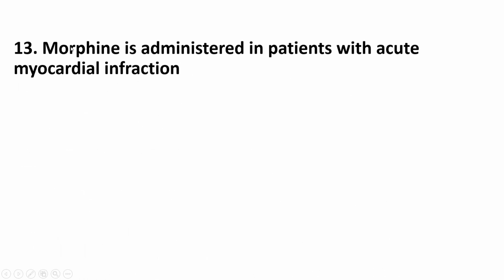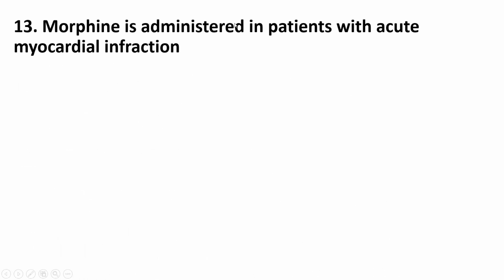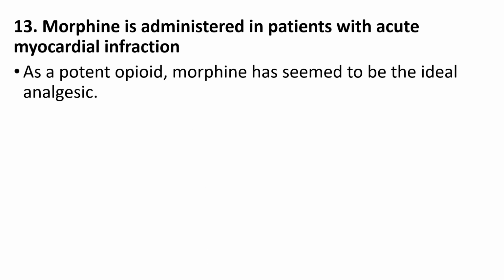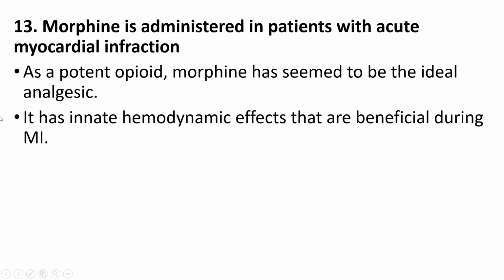Morphine is administered in patients with acute myocardial infarction. As we know, morphine is an opioid analgesic. It is a potent opioid. Morphine seems to be an ideal analgesic. It has innate hemodynamic effects also during MI.